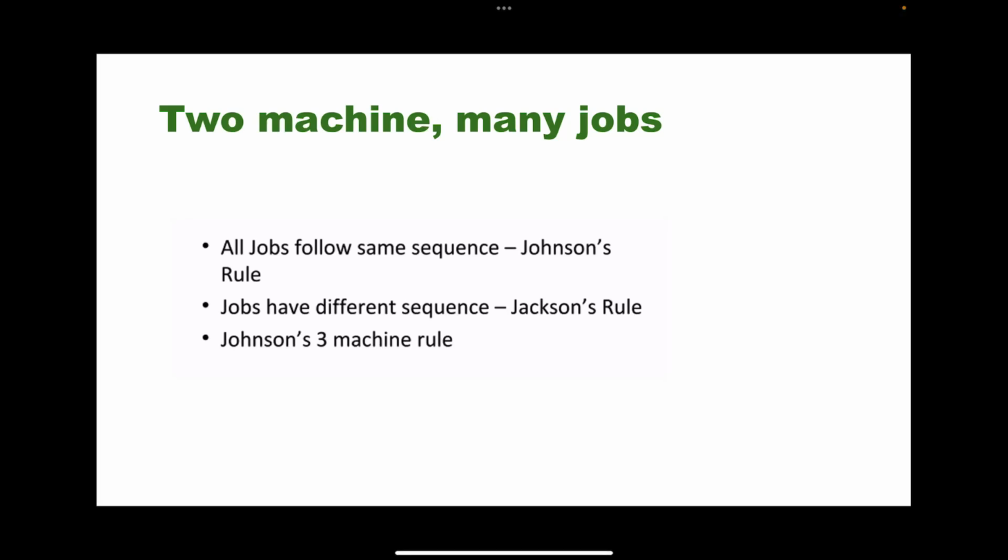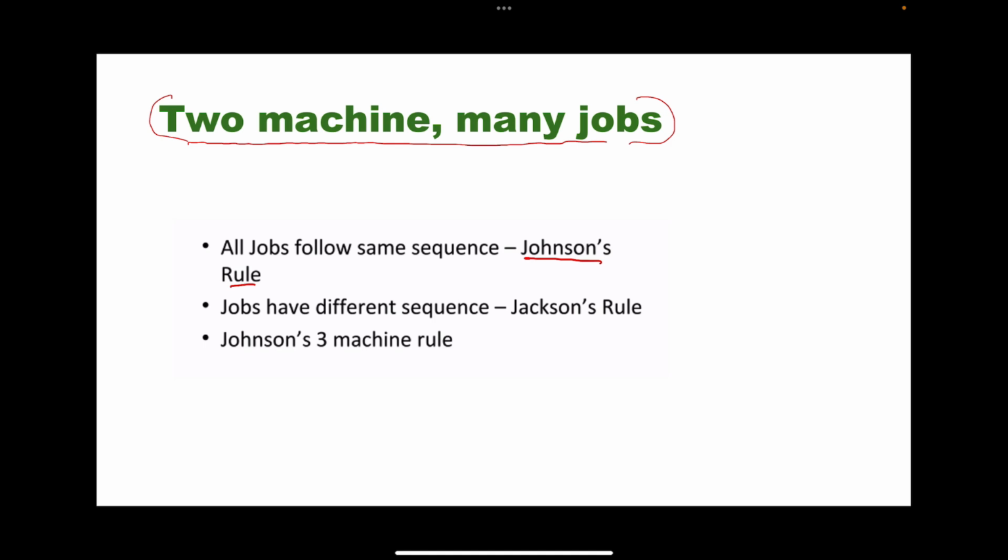So, in the last lecture, we have seen what is sequencing and we have seen various rules for sequencing. In this lecture, we are going to discuss one such algorithm, that is the Johnson's rule. Johnson's rule is applied when you have two machines and many jobs. We will discuss that with the help of an example.